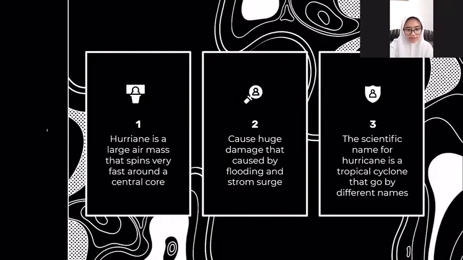The scientific name for hurricane is a tropical cyclone. Tropical cyclones go by different names in different places. In North America and the Caribbean, they are called hurricanes. In the Indian Ocean, they are called cyclones. And in Southeast Asia, they are called typhoons.